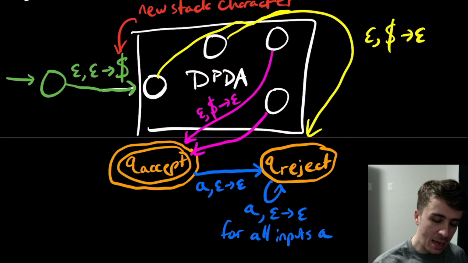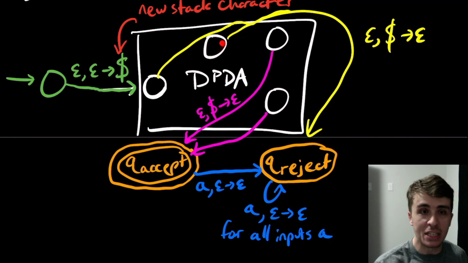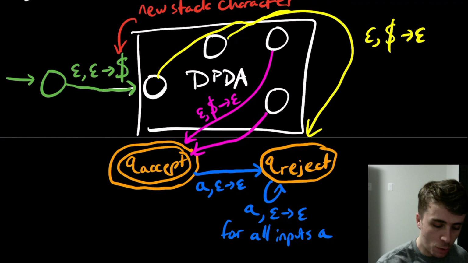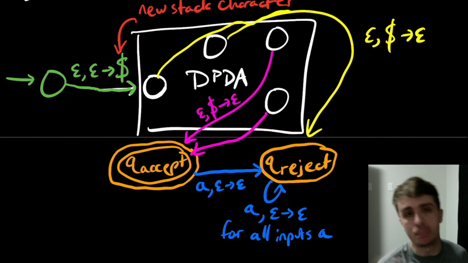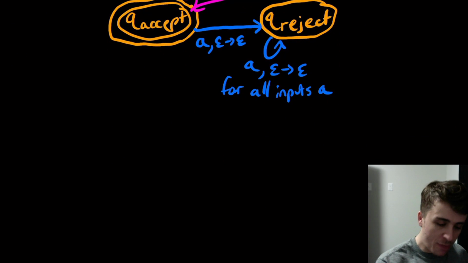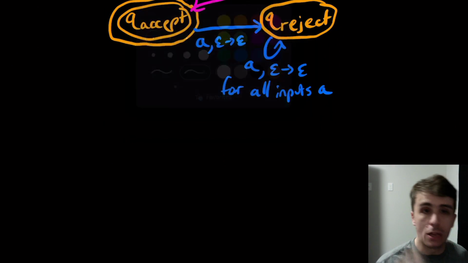And if we haven't read the whole thing and we're in one of these other states and we try to pop the dollar sign, there's nothing left on the stack anymore. So I'm going to go over to the reject state and we're going to stay there and not accept, because we wouldn't have accepted anyway. Okay, so we've ensured that the input is entirely read.